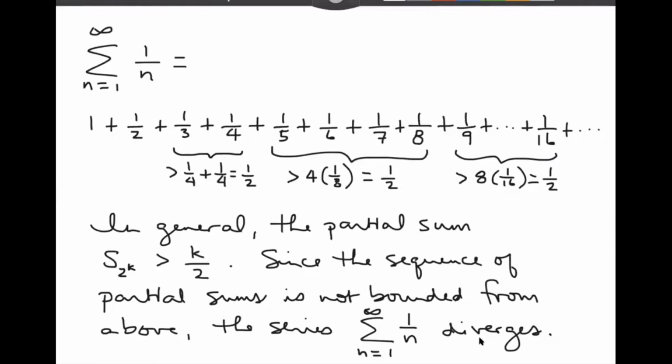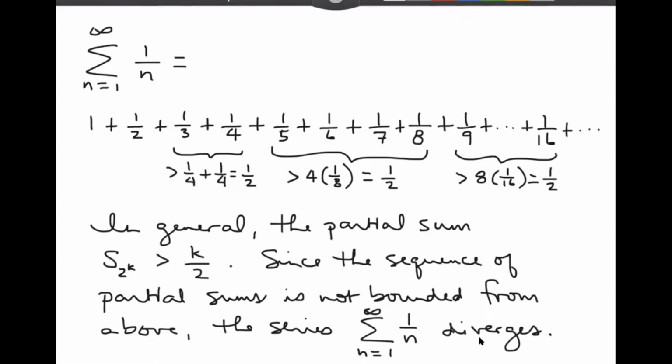The reason for that is that 1/3 is greater than 1/4. Then we're going to take the next four terms, 1/5 plus 1/6 plus 1/7 plus 1/8. Note that all of those terms are greater than or equal to 1/8. And so those four terms add up to something which is greater than 4 times 1/8, which again is 1/2. Then we're going to look at the next 8 terms, 1/9 through 1/16, and we'll note that all of those terms are greater than or equal to 1/16. And so the sum of those terms is greater than 8 times 1/16, which is again 1/2.